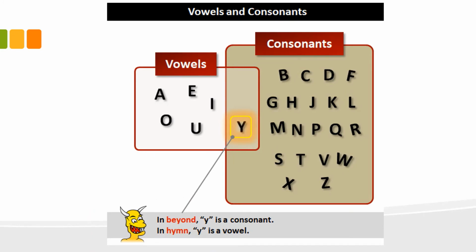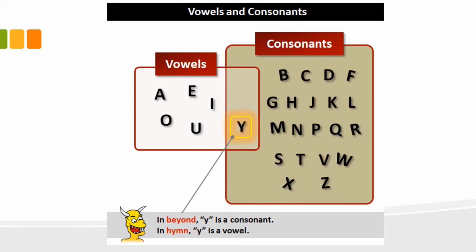In the English language, there are 26 alphabets, which are classified on the basis of the sound they produce as vowels and consonants. Conventionally, there are 5 vowels such as A, E, I, O, U, and the rest are consonants. But the letter Y can also be a vowel or a consonant, because it sometimes sounds like a consonant and sometimes like a vowel. For example, in the word beyond, Y sounds like a consonant, but in the word hymn, it sounds like a vowel.